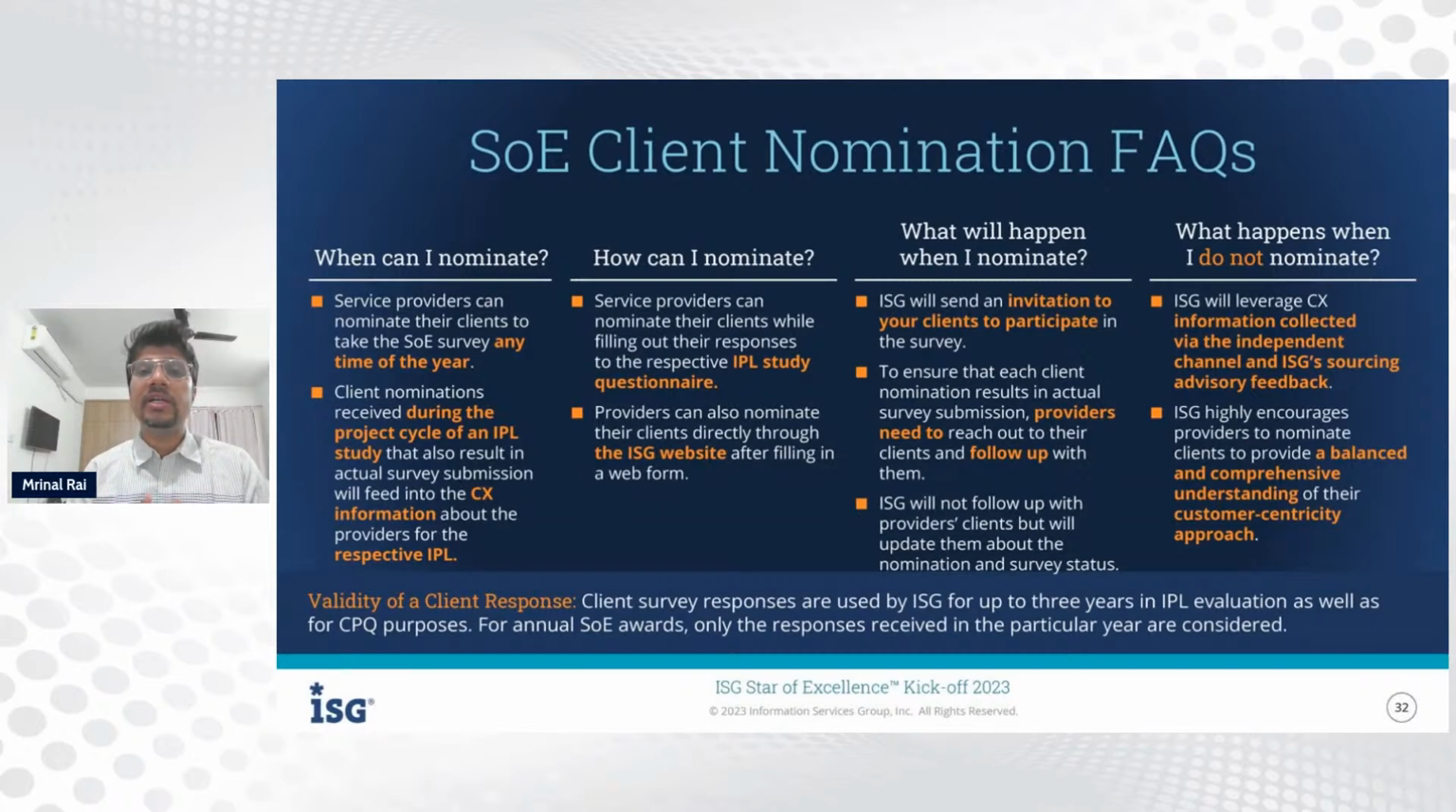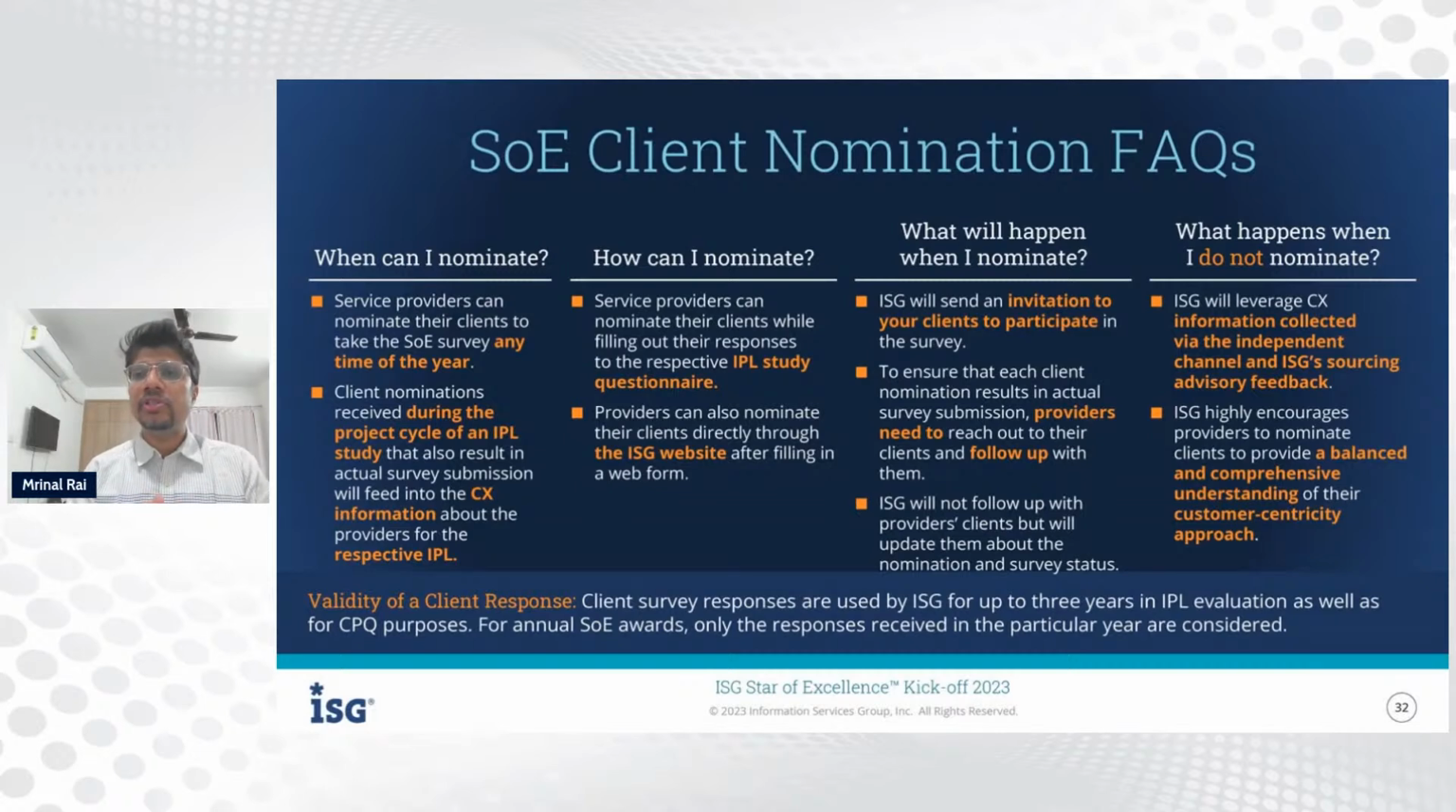When our sourcing advisory team goes out to a client, for example, in this case, cybersecurity, and tries to build a long list and short list of providers, they have your capability information from the IPL study. They can complement that information with the customer experience score coming from the Star of Excellence survey, which is not dependent on the IPL study cycle. Of course, we also do the Star of Excellence awards. So if we are doing a cybersecurity awards and your client responds even after the IPL study is over, you still have a chance to get qualified for the cybersecurity technology Star of Excellence award for that year.